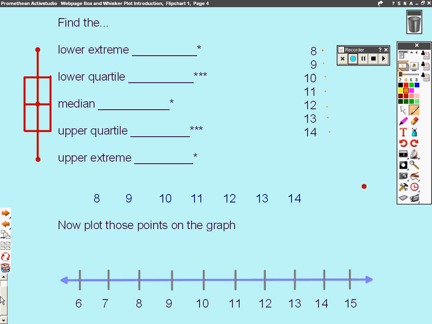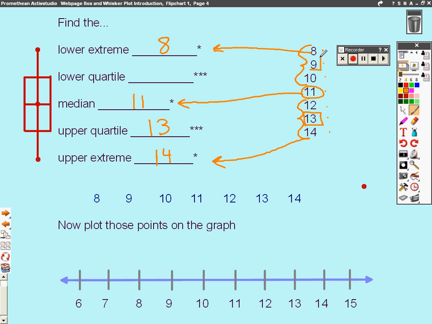Alright, well, let's see. We know the lowest number is 8. We know the highest number is 14. There are 1, 2, 3, 4, 5, 6, 7 pieces of information, so I know 11 is the median. Just happens to be the same number. When I look at my upper quartile, I see that 13 is in the middle. And when I look at my lower quartile, I see that 9 is in the middle.